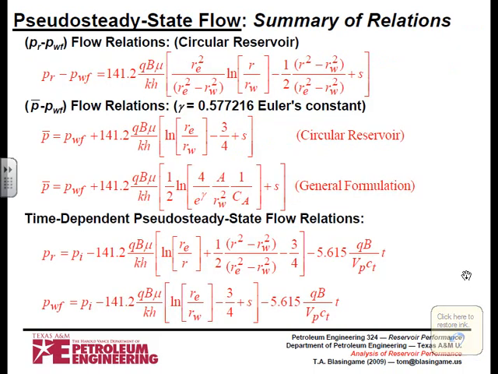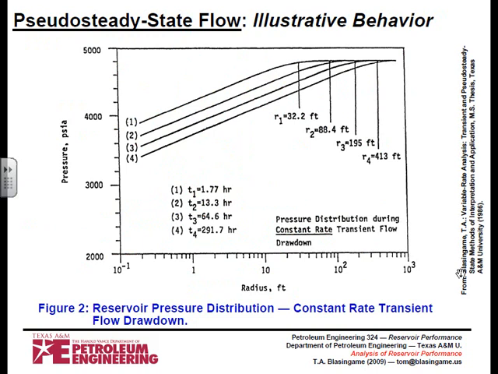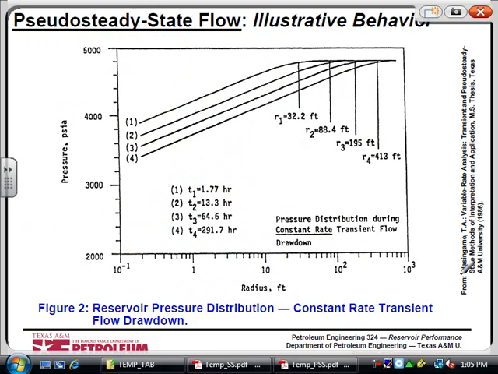So here's where the love is. We're going to cover this again on Wednesday. Let's talk about what these pressure distributions look like. Here's the pressure distribution for a case produced at a constant rate during transient flow. So what you're seeing is at 1.77 hours, this is a pressure distribution. At 13.3 hours, this is a pressure distribution. At 65 hours, this is a pressure distribution. At 300 hours, plus or minus, this is a pressure distribution.